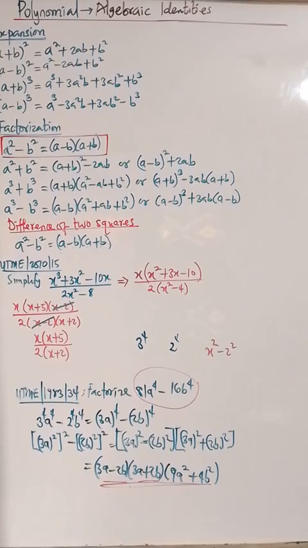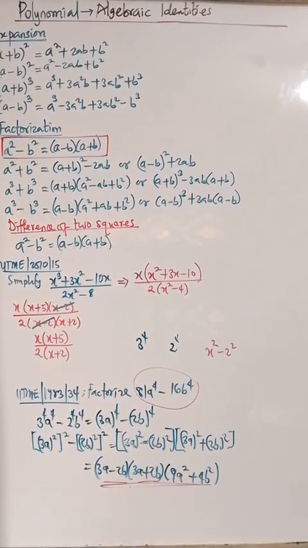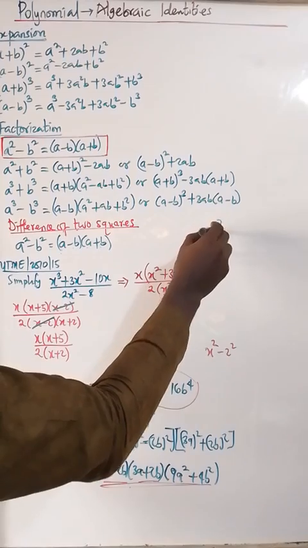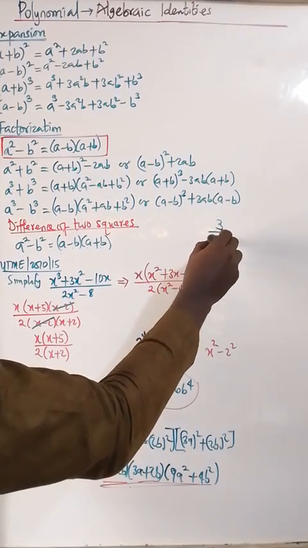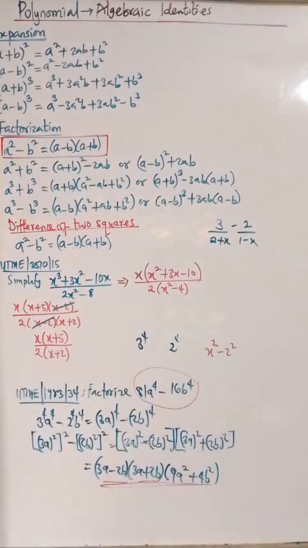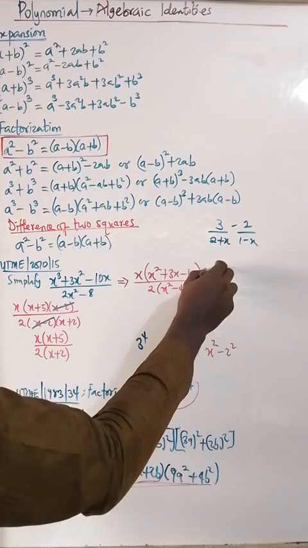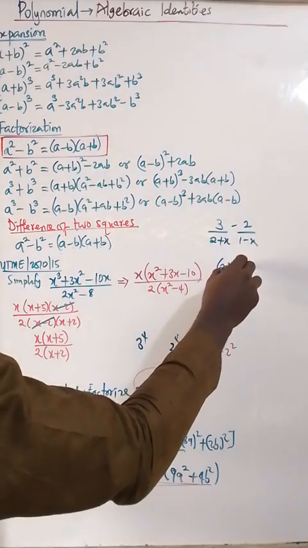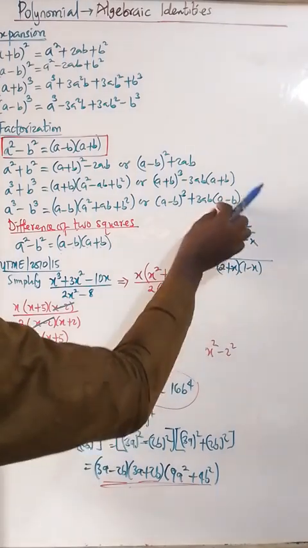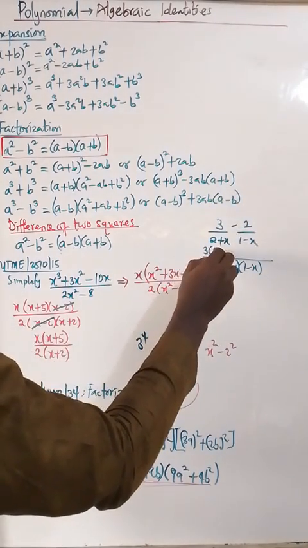Alright, before this class, we've learned how to add fractions, how to subtract, division, and the likes. So in our next class, for example, if we have 3 over 2 plus x minus 2 over 1 minus x, and we are told to write as a single fraction, I believe you know how to do that. That will be 2 plus x into 1 minus x. Then when 2 plus x cancels this, I have 1 minus x multiplying 3. That will be 3 into 1 minus x.